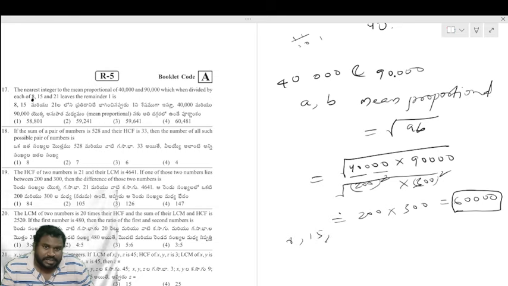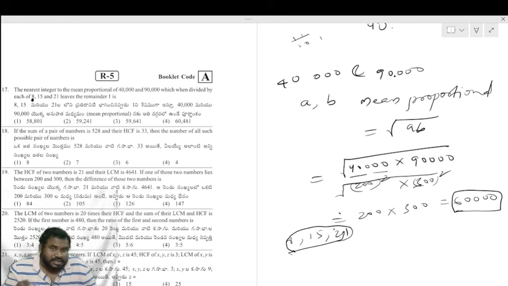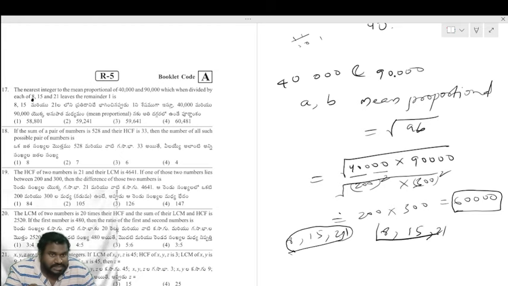8, 15 and 21. So if there is any condition, like a number should be divisible by 3 numbers, then you should take the LCM of those 3 numbers. So that LCM should divide that number. That is a condition to be satisfied. So instead of dividing with 8, 15 and 21 individually, we will take the LCM of them. So how to find the LCM?